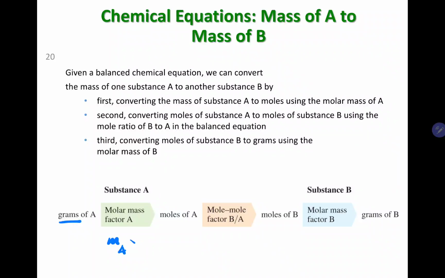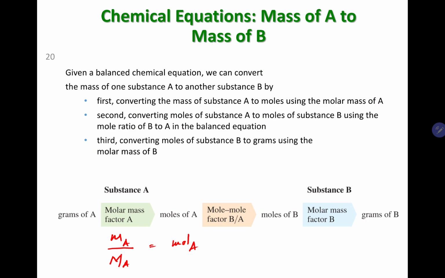You will use the molar mass of A and calculate how many moles of A you have. How do you do that? You will simply divide the mass by the molar mass of A, and you will get the moles of A. So if someone gives you the gram value, you will immediately divide it by the molar mass, and then you will get the moles of A.